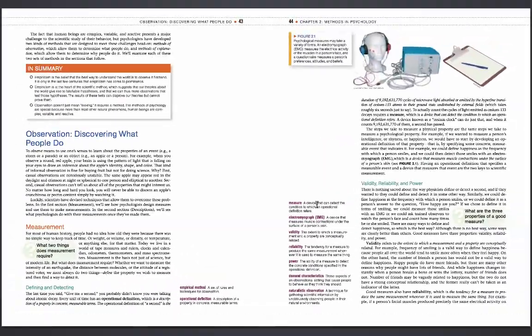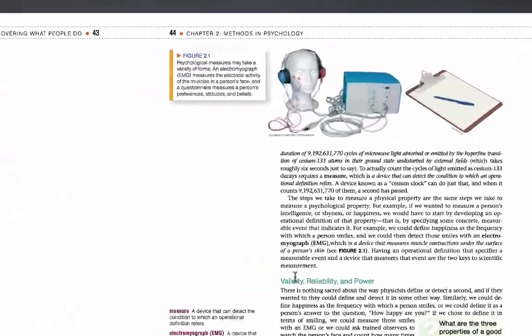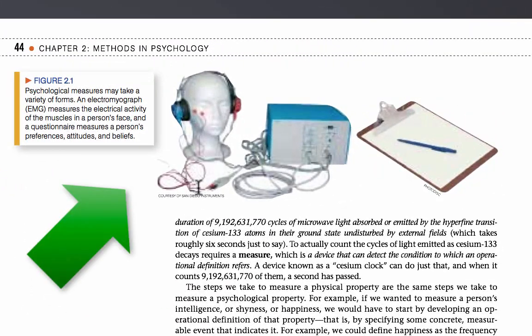I glance at the figures in the chart, see if there's something that might give me a main idea or important details. So this picture up here, figure 2.1, tells me that an electromyograph measures the electrical activity of the muscles in a person's face. So that helps me understand again the EMG. It's this electrical machine with the diodes to the face and things. It's going to measure those muscles.